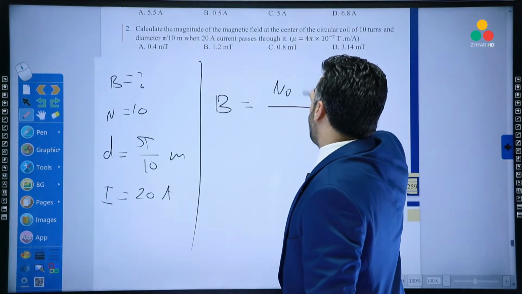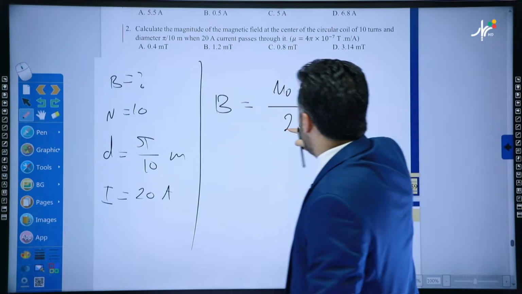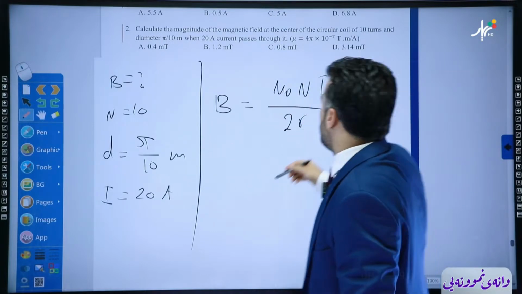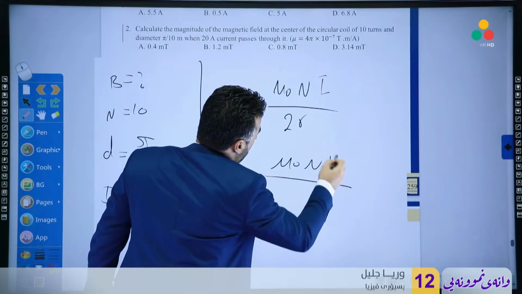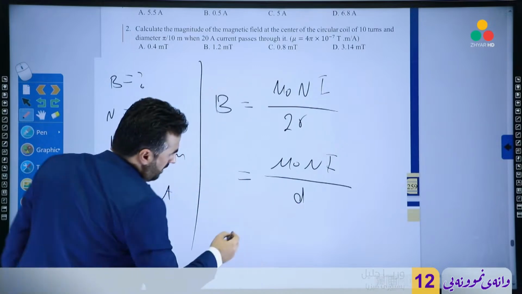So mu naught Ni, that is for a coil, divided by 2 times the radius. We said if you're given the diameter, you can just use the diameter instead of 2 times the radius. So I can rewrite this one here. I can say mu naught Ni, and instead of 2 times the radius, I can just say the diameter.